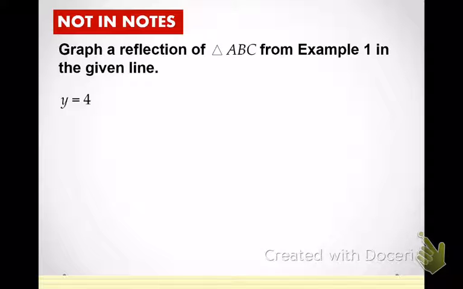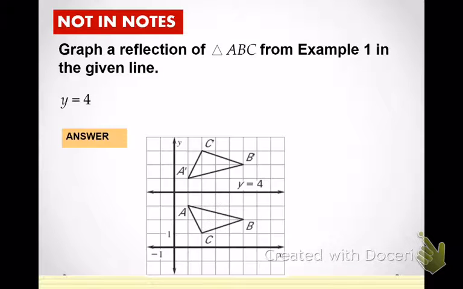Graph a reflection of ABC from example 1 in the given line, y equals 4. All right. So, anyway, it's the same original triangle. Our line of reflection is here.